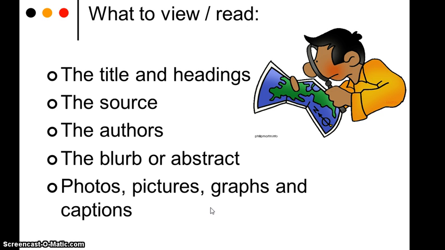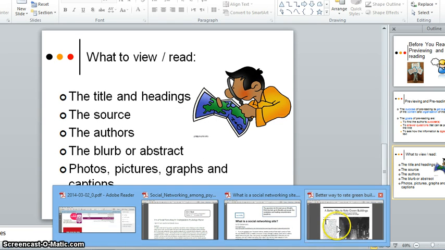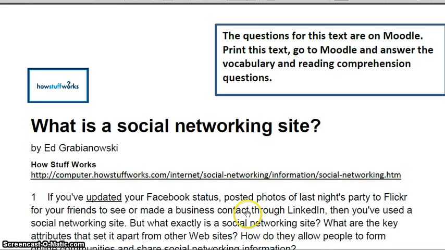Now let's take a look at two different articles and pre-read and preview them together. So the first one we're going to look at is called What is a Social Networking Site? And it's a question. So that tells us that the text is going to answer the question. We want to look at the source. Well, here we see HowStuffWorks, and here we have the URL.